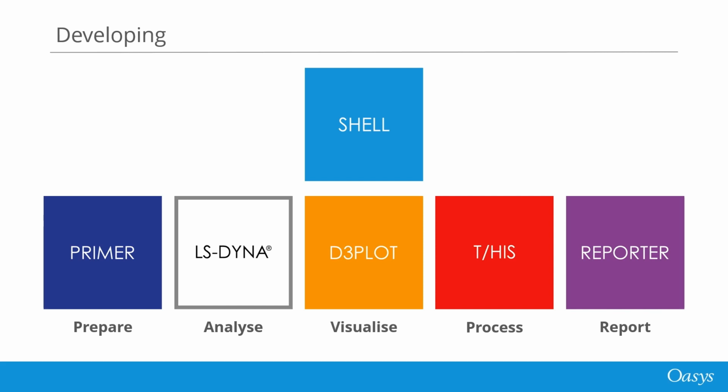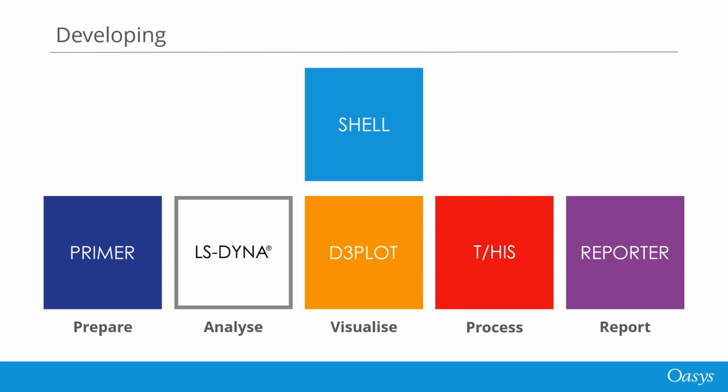And so this is just demonstrating the workflow. We've got Primer at the beginning of your workflow where you build and develop your models. One really handy feature in Primer is the checking tool, for example, where you can just press one button and find out whether your model is going to run in Dyna or not, and if not, what we need to do to fix it. Then from there, you go into LS-DYNA itself, where you submit your model, and LS-DYNA will do the analysis for you.